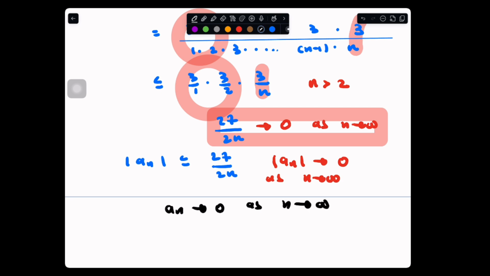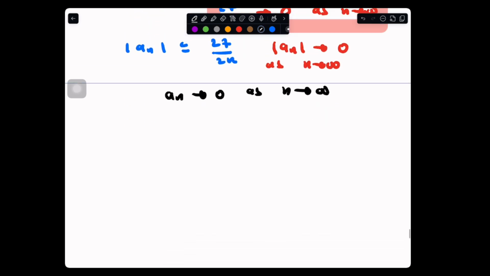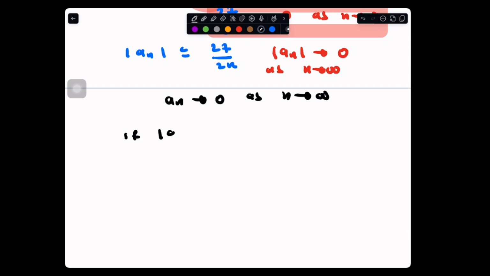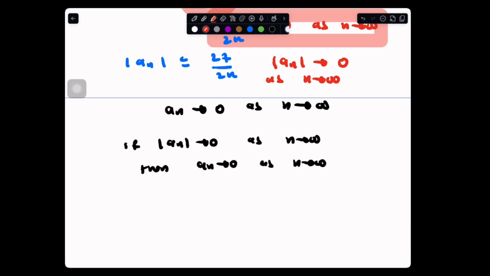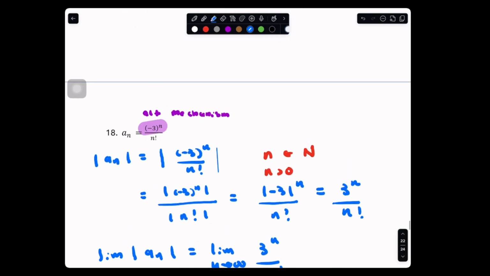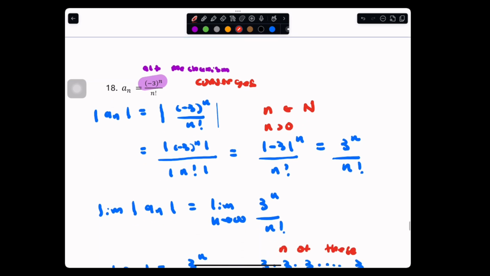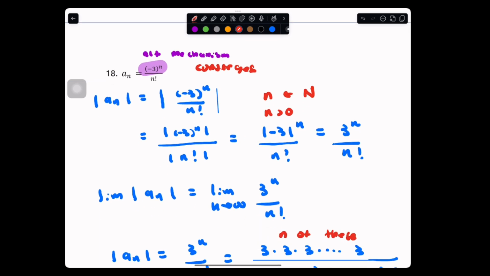and then that means now an goes to 0 as n goes to infinity because of the theorem that we wrote down earlier, which is that if the sequence in absolute value goes to 0 as n goes to infinity, then an goes to 0 as n goes to infinity. So this converges here. And this is a different kind of logic for you than calculus 1 or calculus 2.